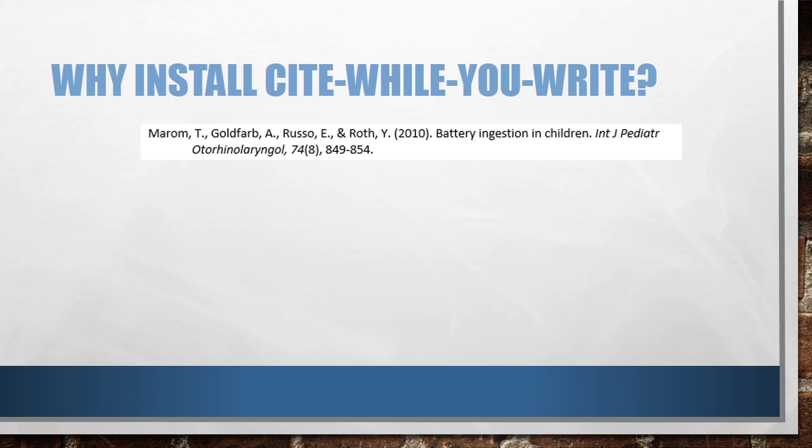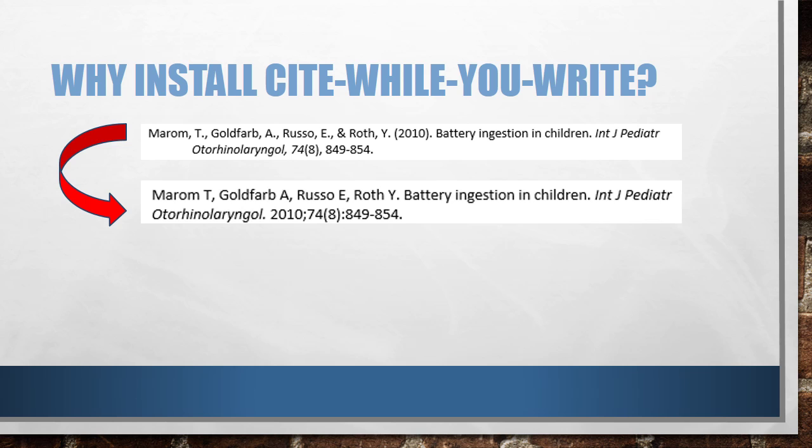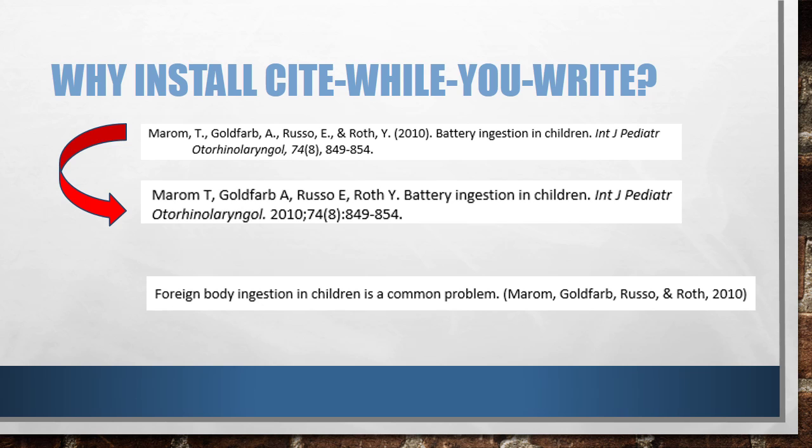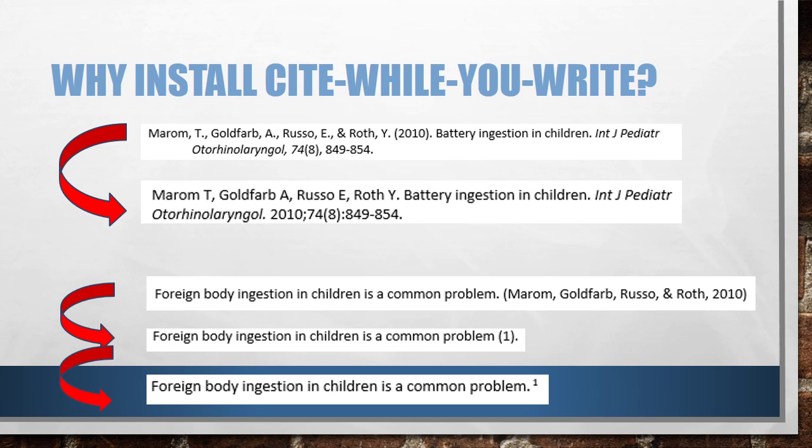Next, we'll go over adding Cite-While-You-Write. This lets you change citation styles, both in your citation list and within the text of your paper. The Cite-While-You-Write plugin must be installed on every computer on which you want to use this feature of EndNote Online.